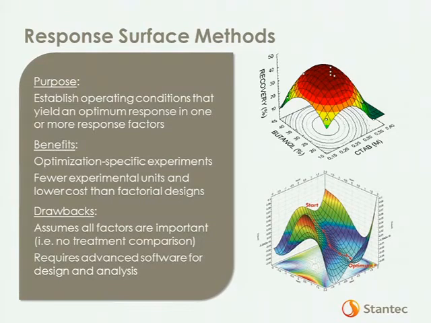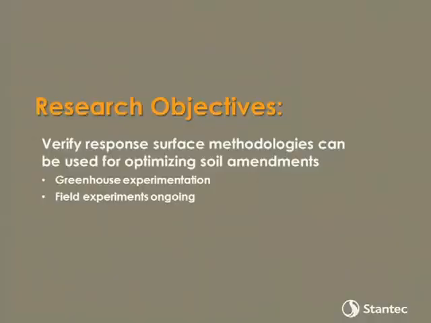And with an equivalent number of factors, they require fewer experimental units and hence lower costs than the factorial designs. Some of the drawbacks are that they assume that all factors are important. So anything you put in there, you need to know that it's actually going to be a benefit, because you're not comparing treatments to see what's significant and what's not. And it also requires fairly advanced software for design and analysis. So you're not doing this in Excel, but there's a lot of statistical programs that you can do this with.